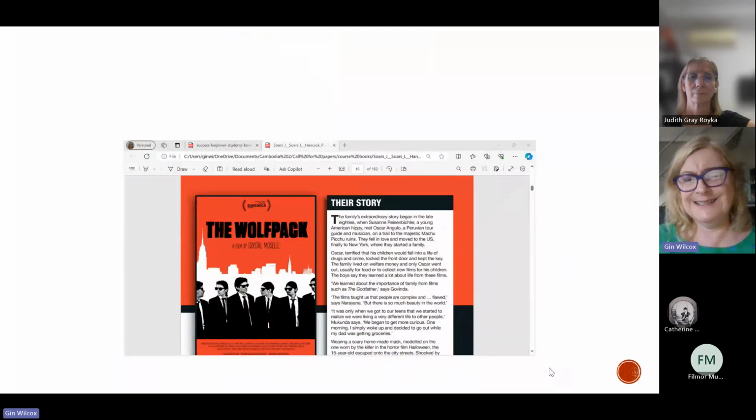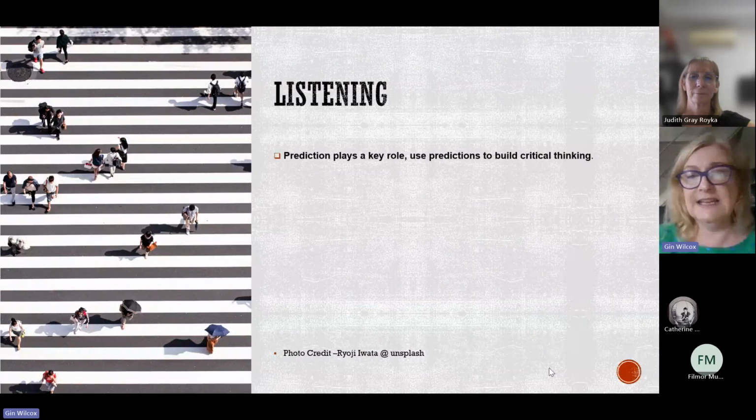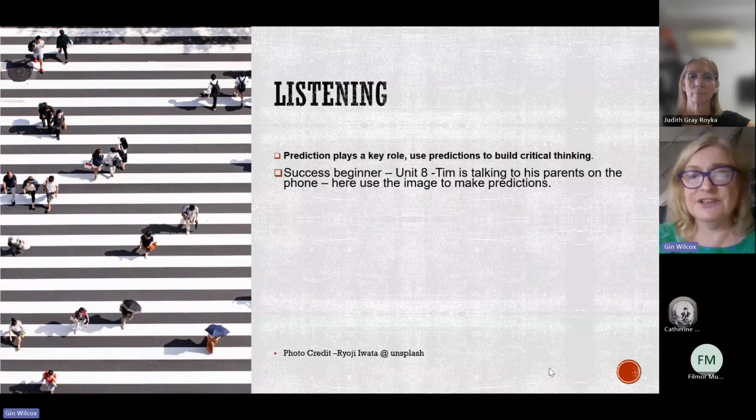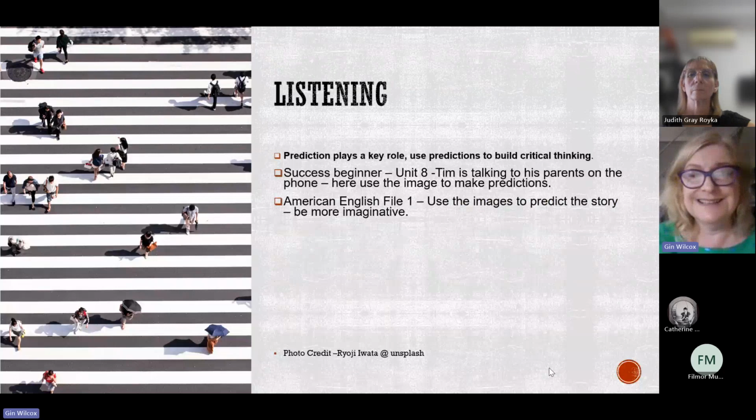This is this strange family who were locked in by their father. Listening again is a receptive skill where prediction has a really key role, so it can really build critical thinking and imagination. So in Success Beginner, Tim is talking to his parents on the phone. So again, use the image to make predictions.